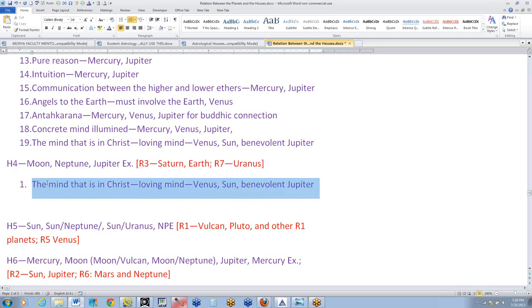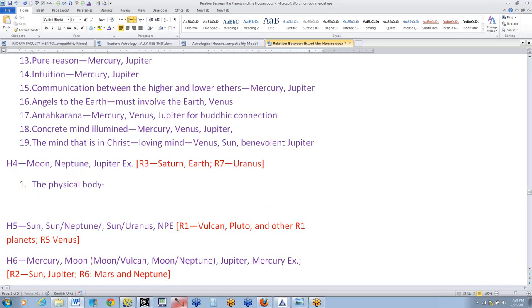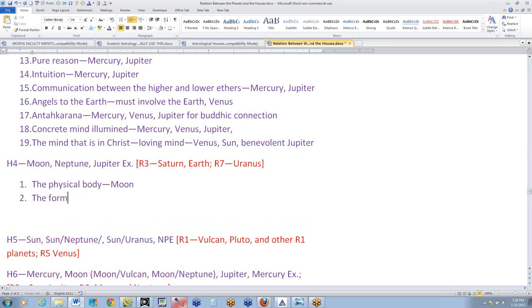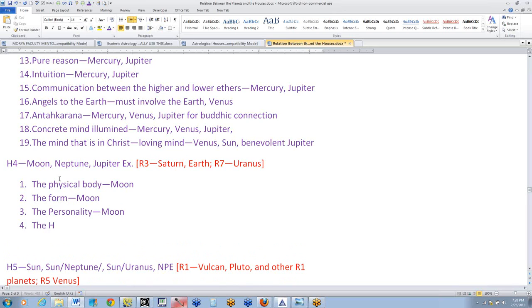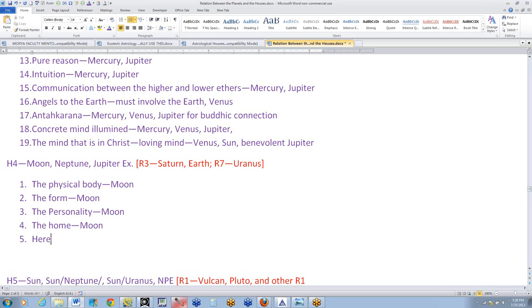We're in the fourth house, and we have the physical body, moon. The form, moon. The personality, moon. The home, moon. And I'm noticing here, let's see, the heredity, it's a big one, moon as well, because we do retain those tendencies from the past.